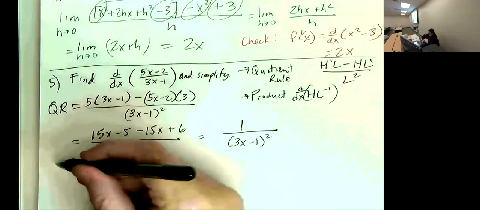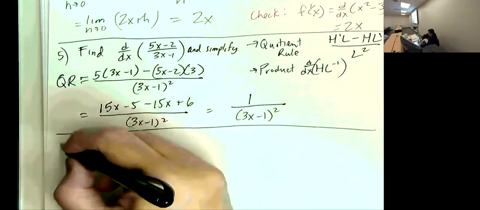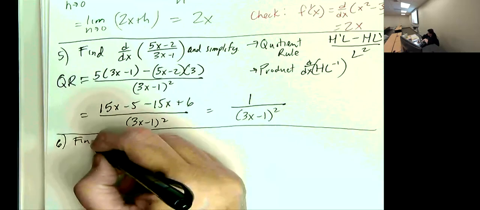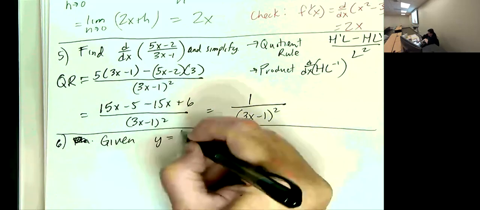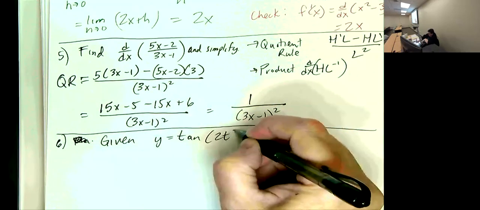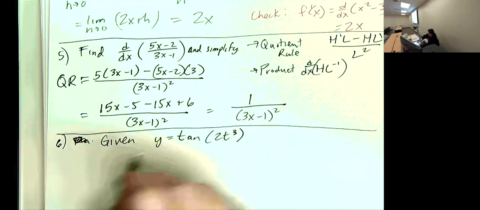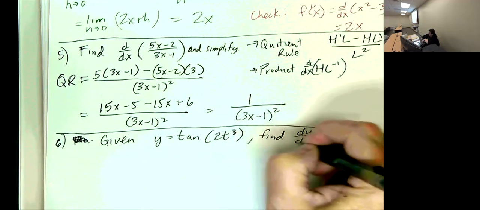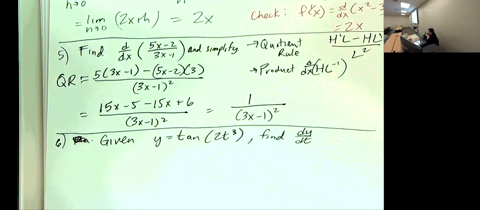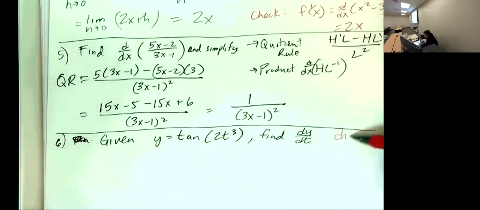Number 6 is a short one. We're given y equals tangent of 2t to the 3rd power. Find dy/dt. This is a chain rule problem.